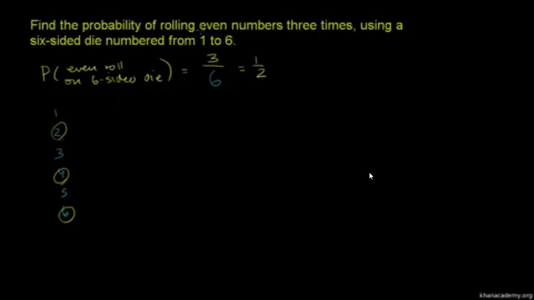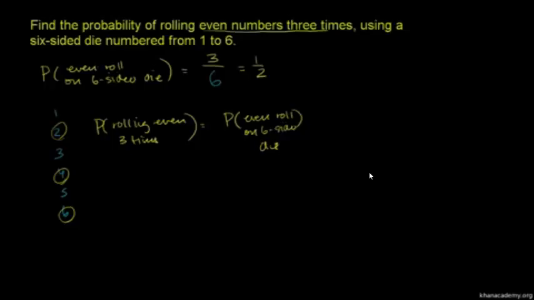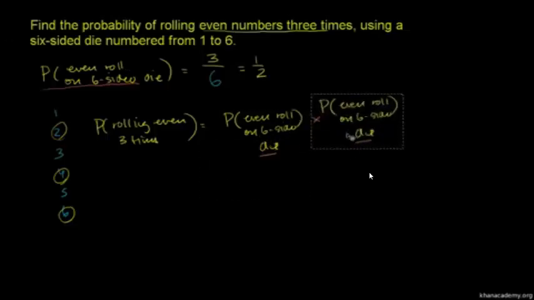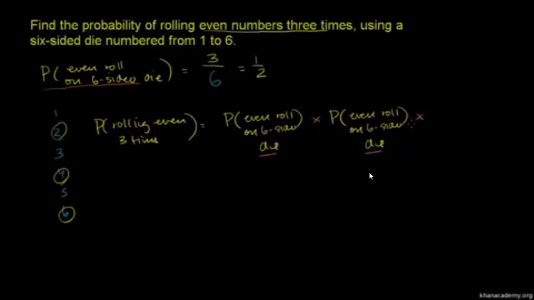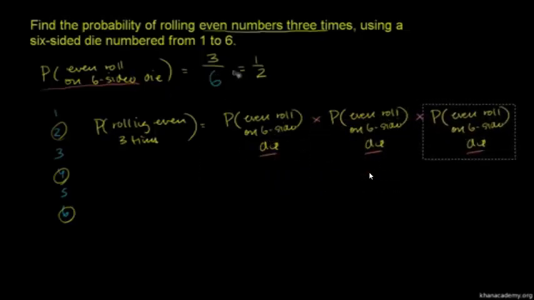Now, they want to roll even 3 times. And these are all going to be independent events. Every time you roll, it's not going to affect what happens in the next roll, despite what some gamblers might think. It has no impact on what happens on the next roll. So the probability of rolling even 3 times is equal to the probability of an even roll on a 6-sided die, this thing over here, times that thing again. That's our first roll, times that thing, and then that times that thing again. That's our first roll, that's our second roll, that's our third roll.